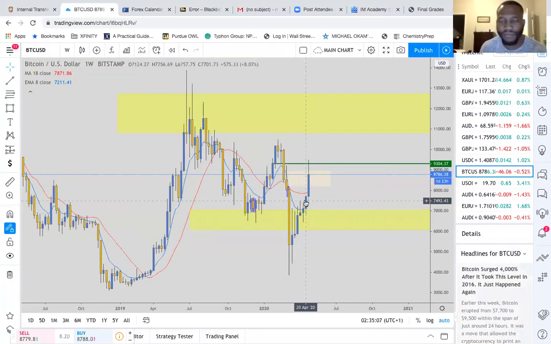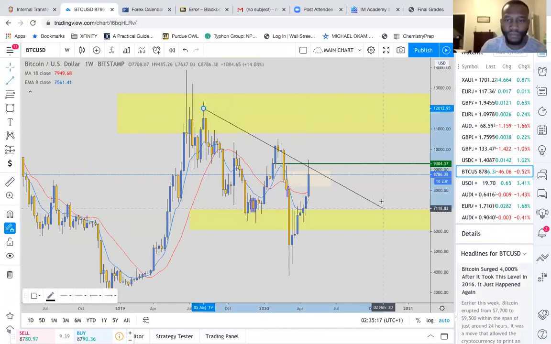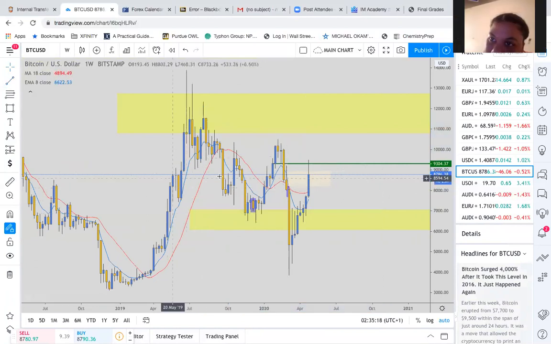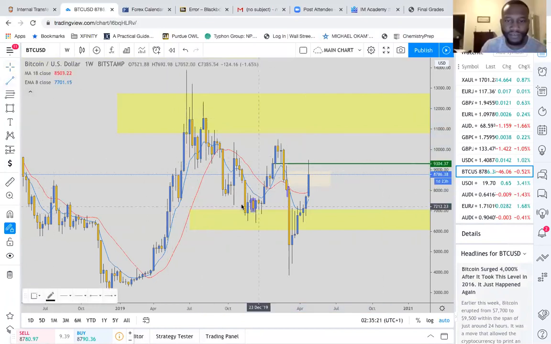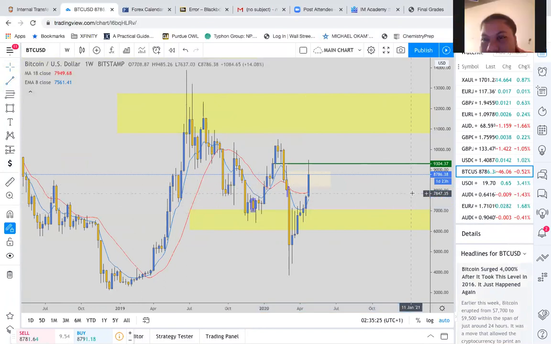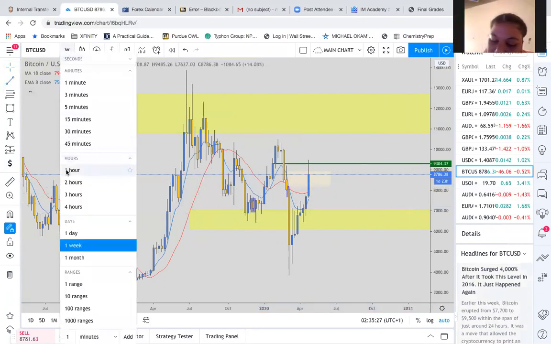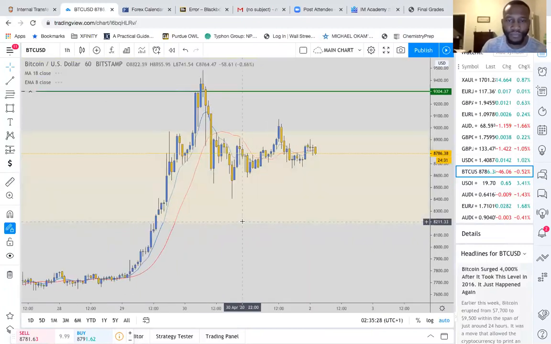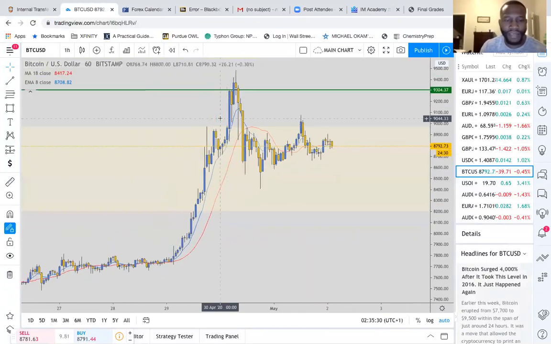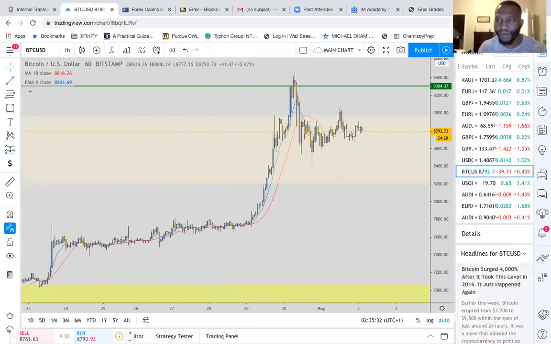I'm looking at where we are: in a downtrend, or in an uptrend? It looks like it's transitioning to a downtrend, right? What do we see here? A break of structure. I'm paying attention to that. All those details make sense. So I'm looking at structure.